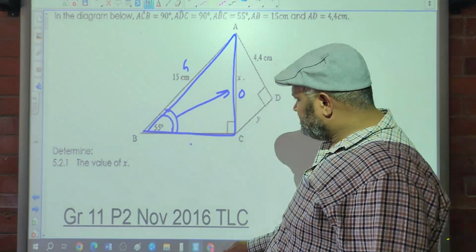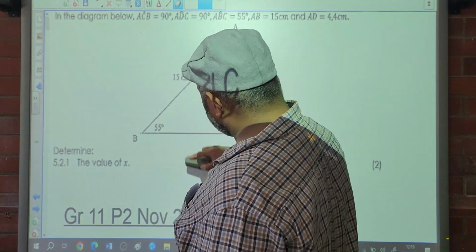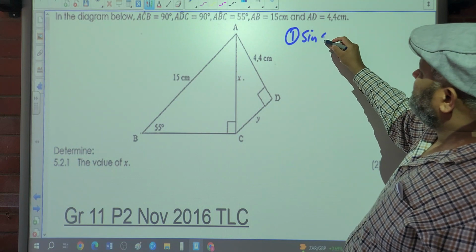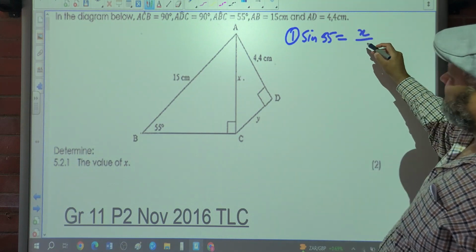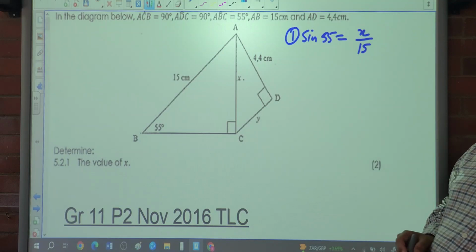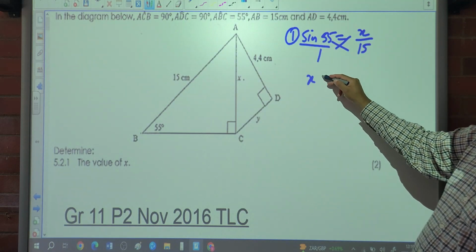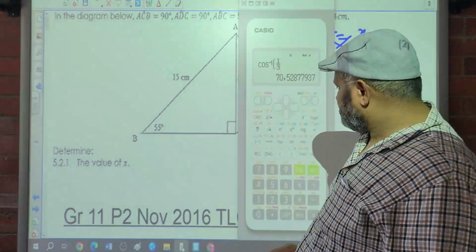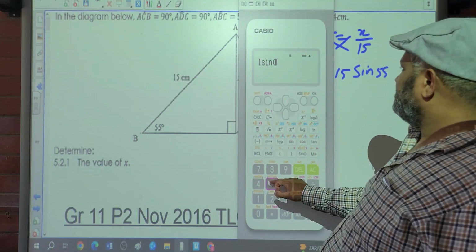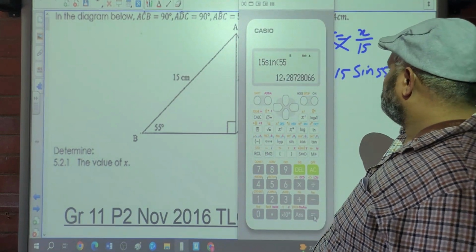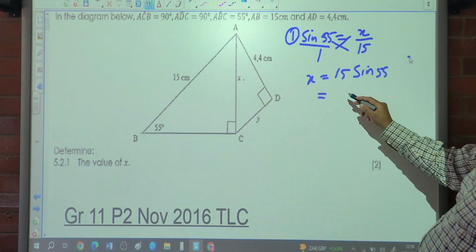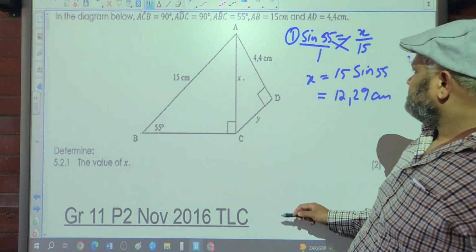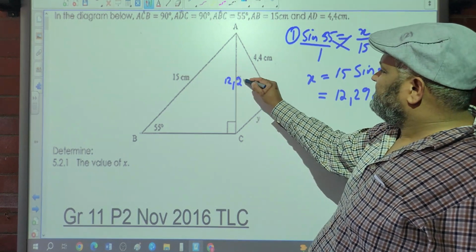So which trigonometric function can we use here? You're going to use sine, of course. So we say sine of 55 is equal to opposite, which is x over hypotenuse, which is 15. So what do I do now? Cross multiply. So x equals 15 sine 55. Then the calculator says 15 sine 55 is 12.29 centimeters. As you can see, the centimeters there. So what I do is I put this on the diagram.